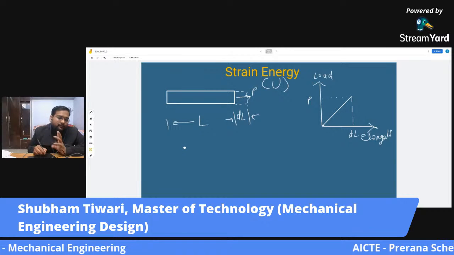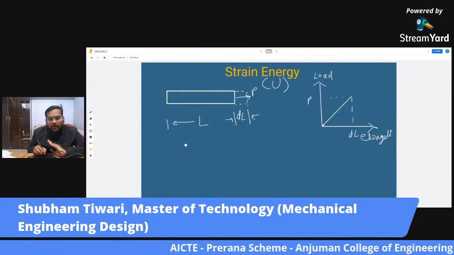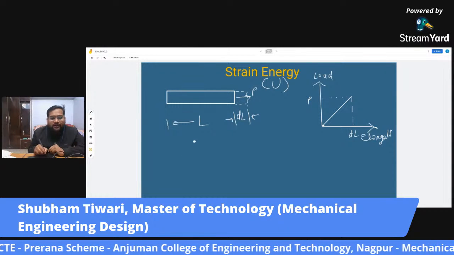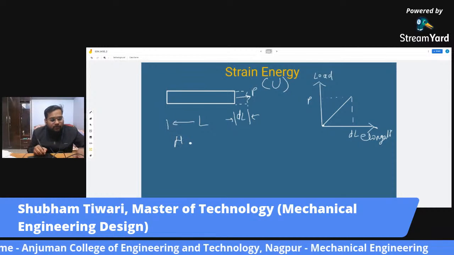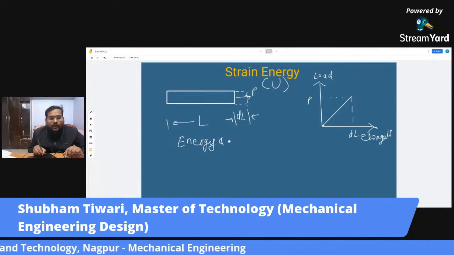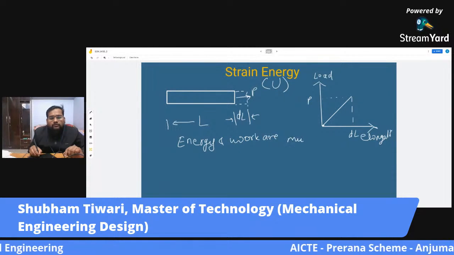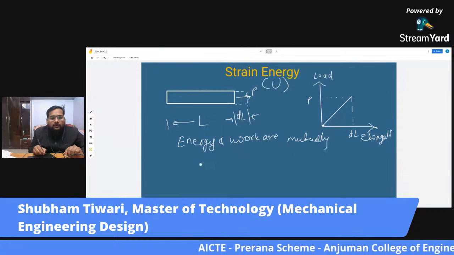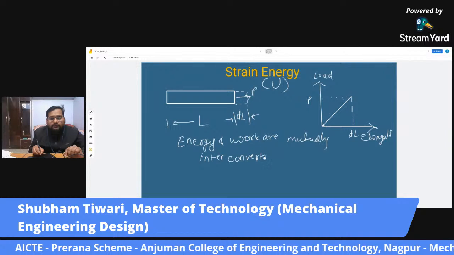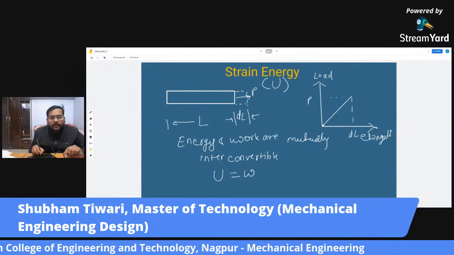Now we know that by the first law of thermodynamics, which is a universal law applied on all the subjects you are going to study, energy and work are mutually interconvertible. So we know that the strain energy is equal to work done.